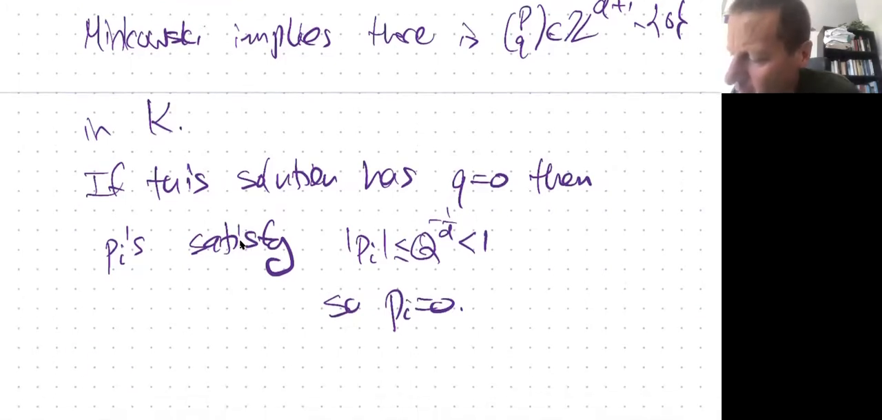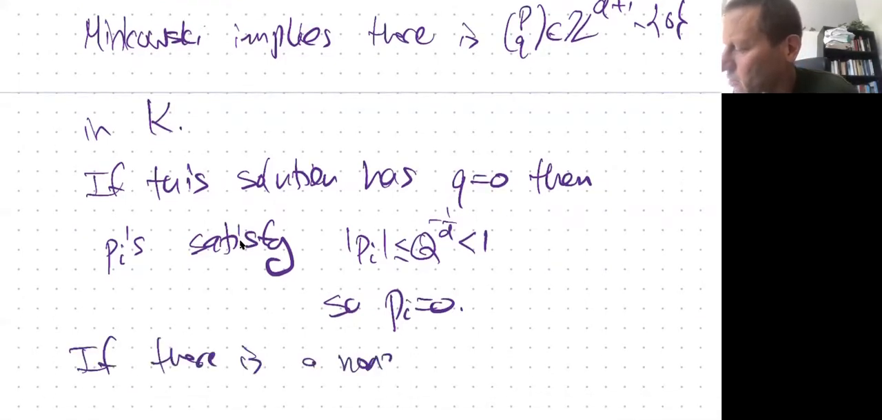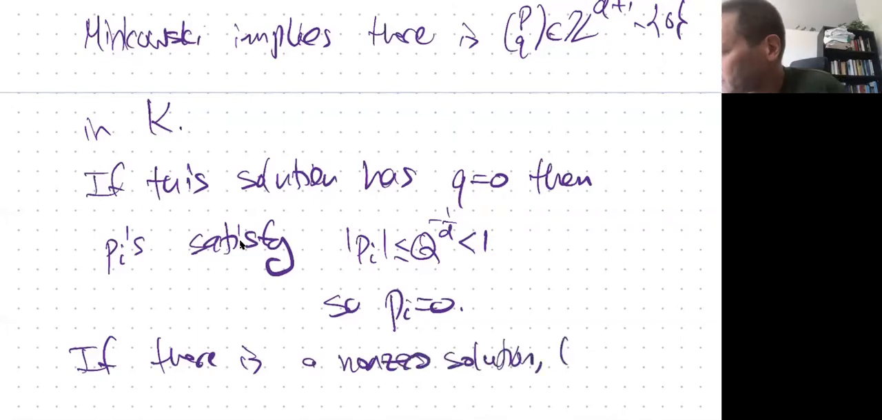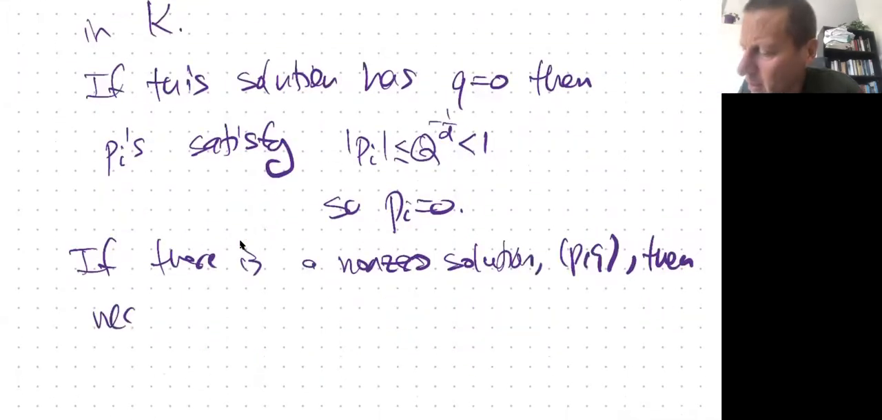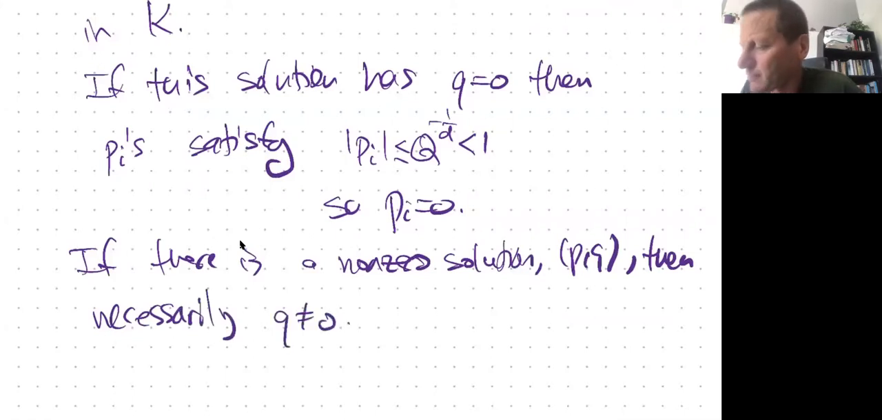So if there is a non-zero solution to this, then necessarily q is non-zero. And so we got the theorem. Any questions about this?